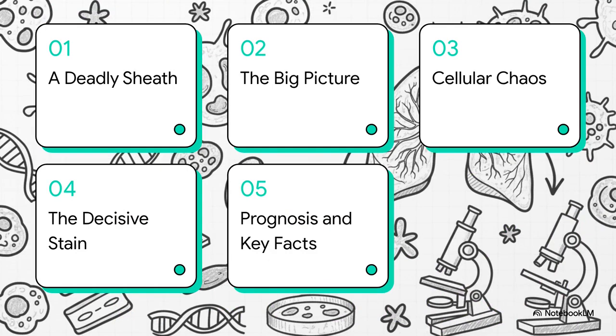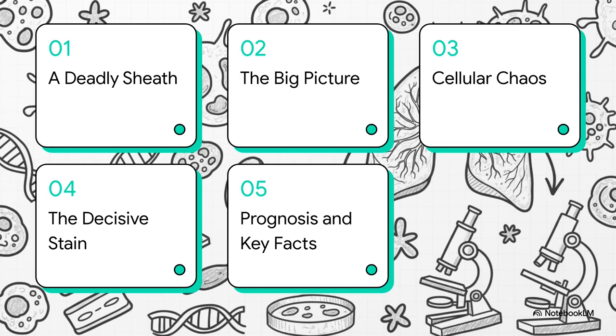All right, so here's our plan for today. Think of it as a diagnostic journey. We'll start with the clinical problem, what we call a deadly sheath. Then we'll look at the big picture in the lab. After that, we'll zoom right into the cellular chaos under the microscope, find the decisive stain, and finally, we'll wrap up with the prognosis and some key facts.